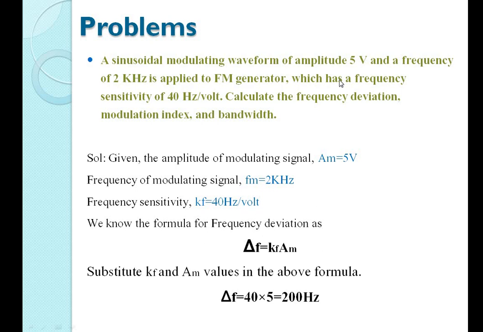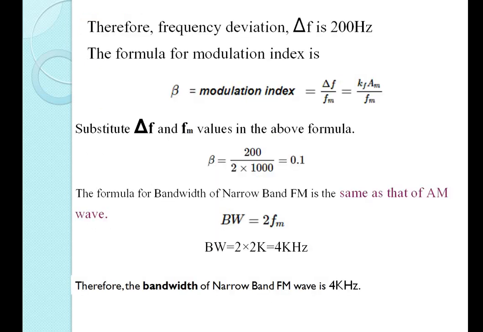Now you have the formula. First thing you have to calculate is the frequency deviation. I hope you remember the formula: delta f equals kf into Am. What is kf? kf is your frequency sensitivity, into the amplitude of the modulating signal. That is 40 into 5. This 40 is hertz per volt and this is 5 volts. That gives 200 hertz. Substituting the values in the above equation, you get the first part, the frequency deviation. Right? Now see, as you got delta f as 200 hertz, next you have to find the modulation index.